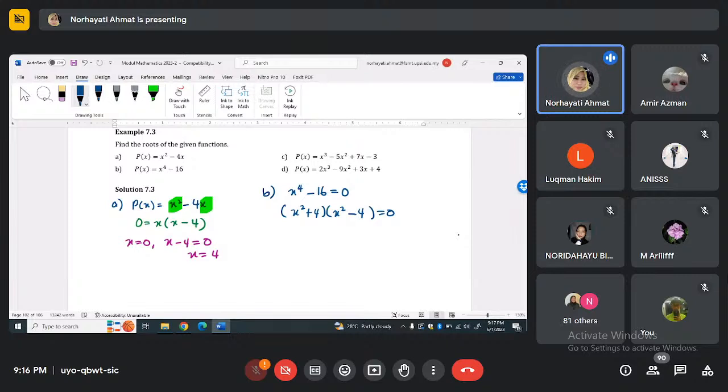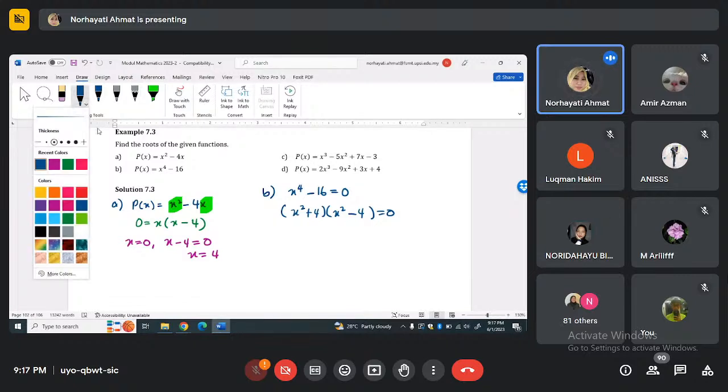Okay, x square times x square give us x in exponent 4. And then x square times negative 4 is negative 4x square, plus 4x square. So already gone, terms for x square. And then 4 times negative 4 is negative 16. Okay, alright. So now can we get the solution or value for x? Boleh tak? Boleh kan?